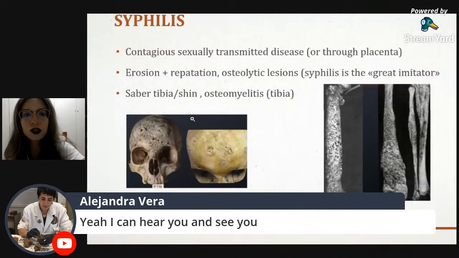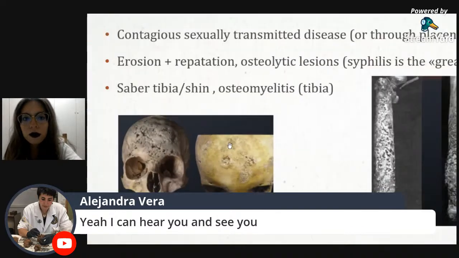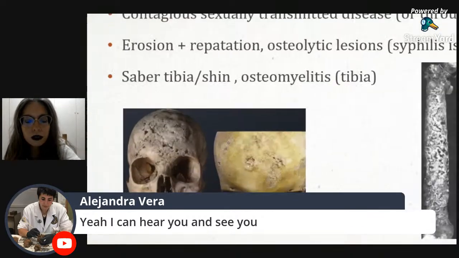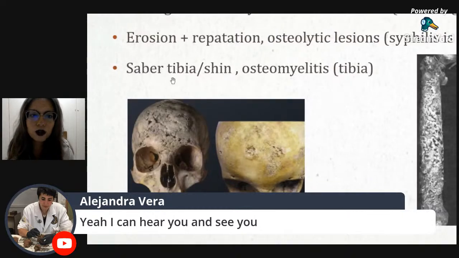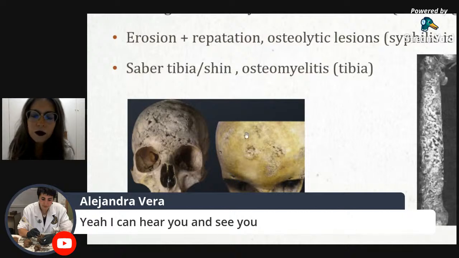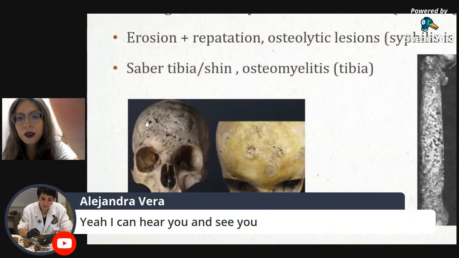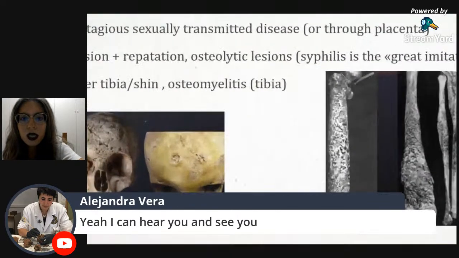Then the alterations of syphilis are very unique. It's a constant process of erosion and reparation, and the so-called osteolytic lesion could happen in the cranial vault. You can see here they have the shape of a button, and I think it's very painful for the living. And this is the very last stage.